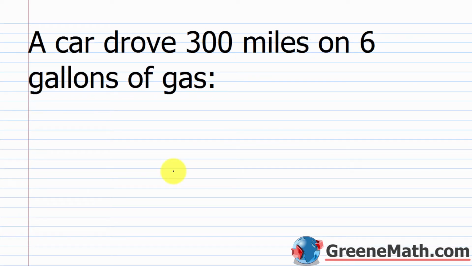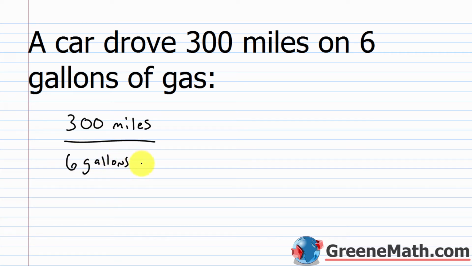You can think about a car that drove 300 miles on 6 gallons of gas. You can use this information to set up a unit rate and figure out the miles per gallon. So 300 miles, put that in the numerator, and then I'm going to put 6 gallons of gas in the denominator. So we have 300 miles per, you can think of your fraction bar as saying per, 6 gallons of gas.